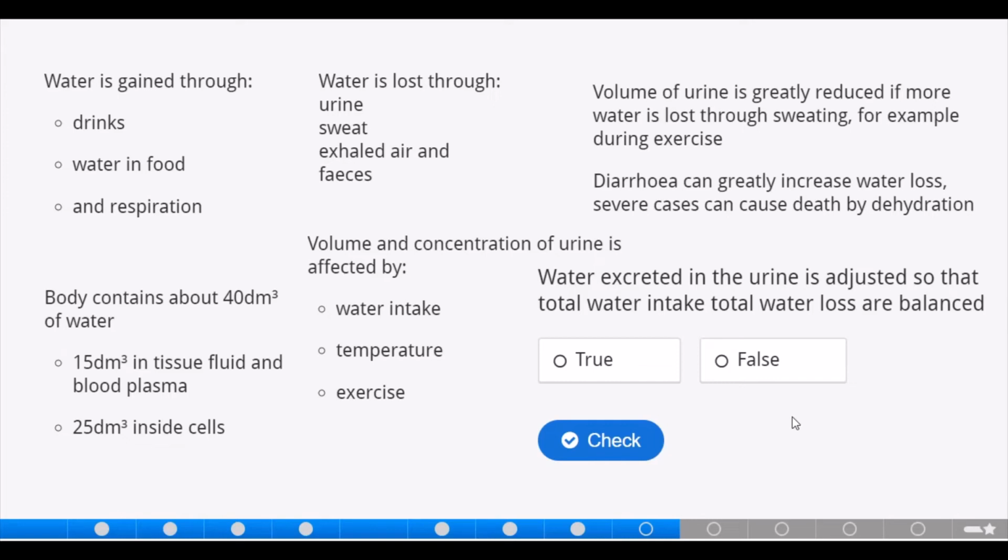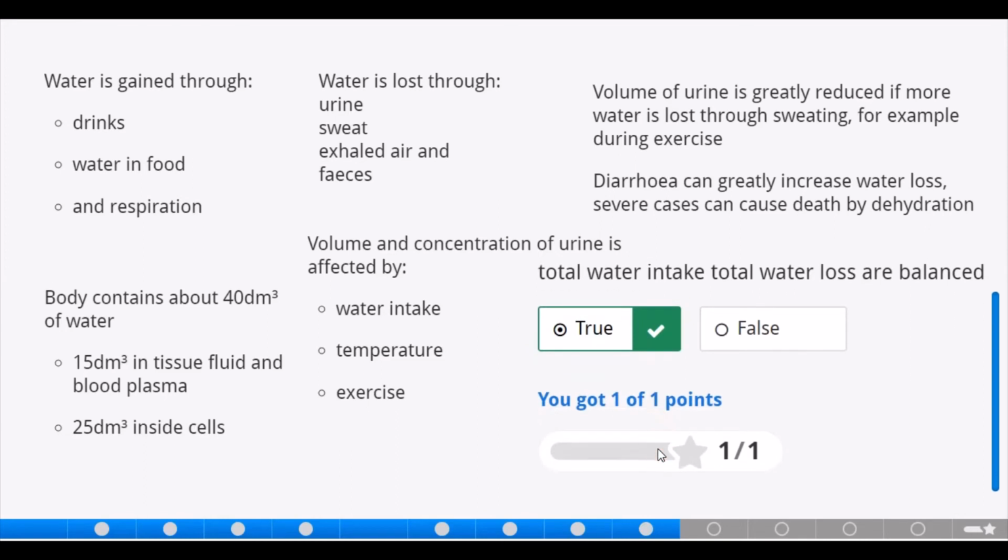Water excreted in the urine is adjusted so that total water intake and total water loss is balanced. True or false? True.